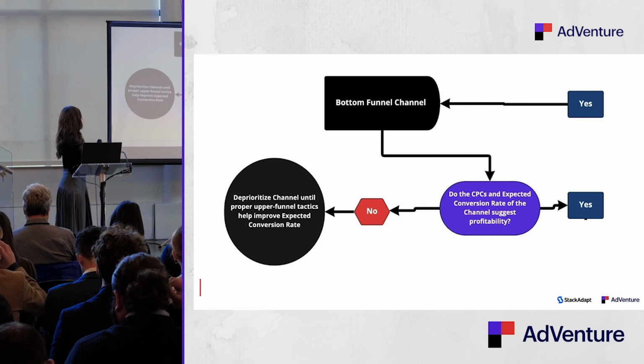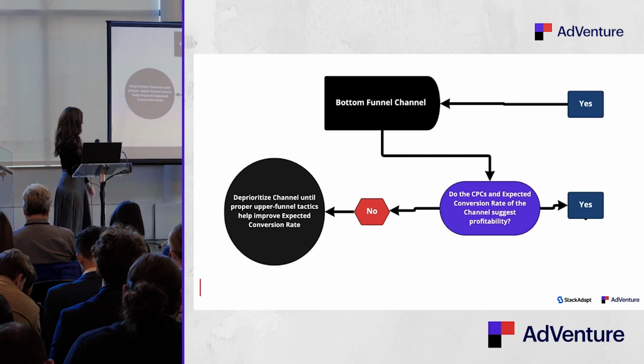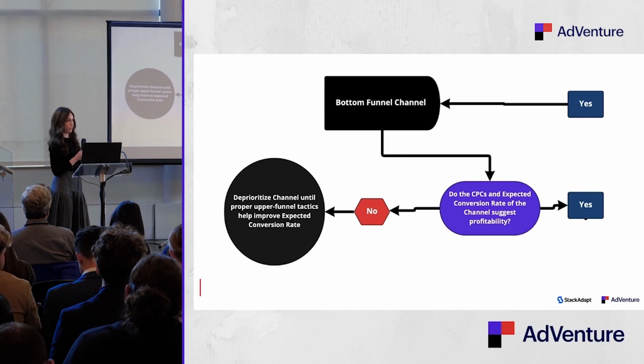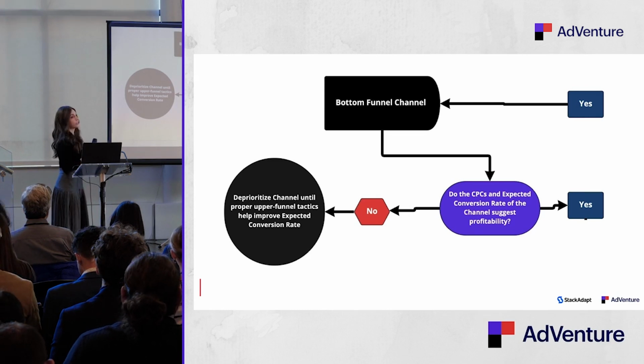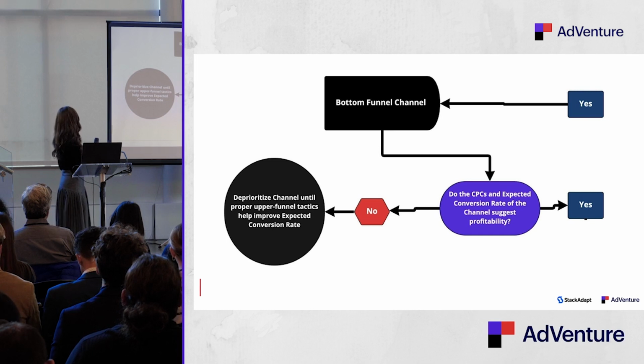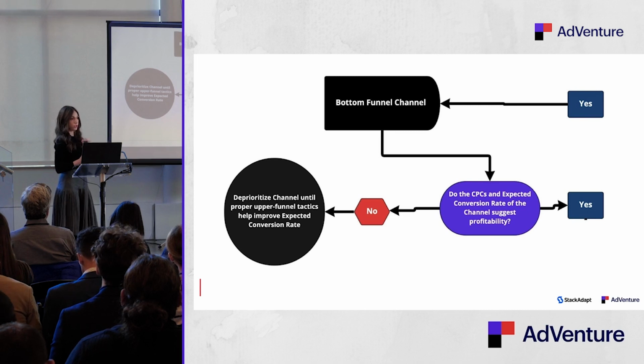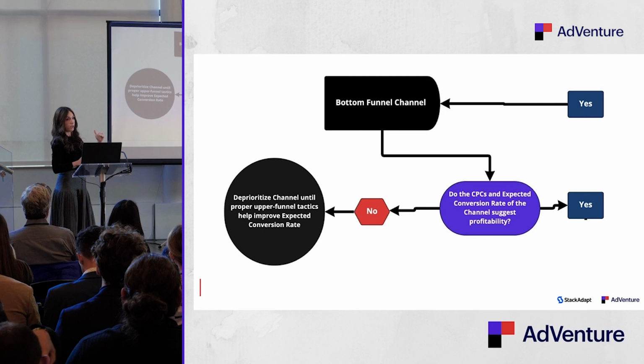So what we're going to ask here is, do the CPCs and expected conversion rate of the channel suggest profitability? If not, then we're going to deprioritize that channel until we have proper upper funnel campaign set up, which will impact our projected conversion rate. And then this might be an expensive channel to advertise on, but if our projected conversion rate goes up, then it can become profitable.